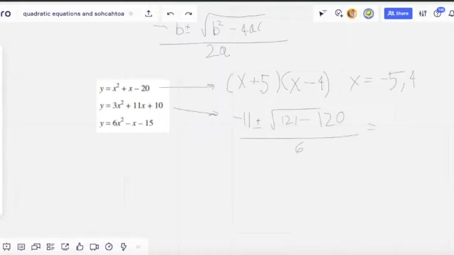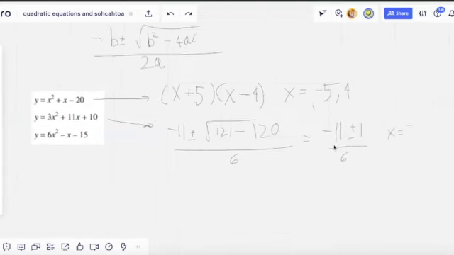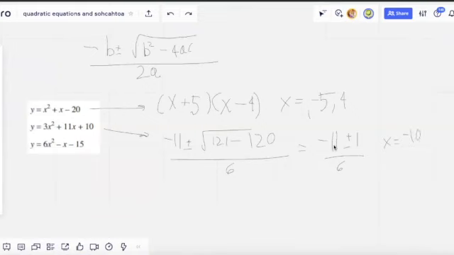Now 121 minus 120 is just 1, and root 1 is 1. So we have -11 plus or minus 1 over 6. So for one of them, that's going to be -11 plus 1, so -10 over 6, or for the other, x is equal to -12 over 6, -2.